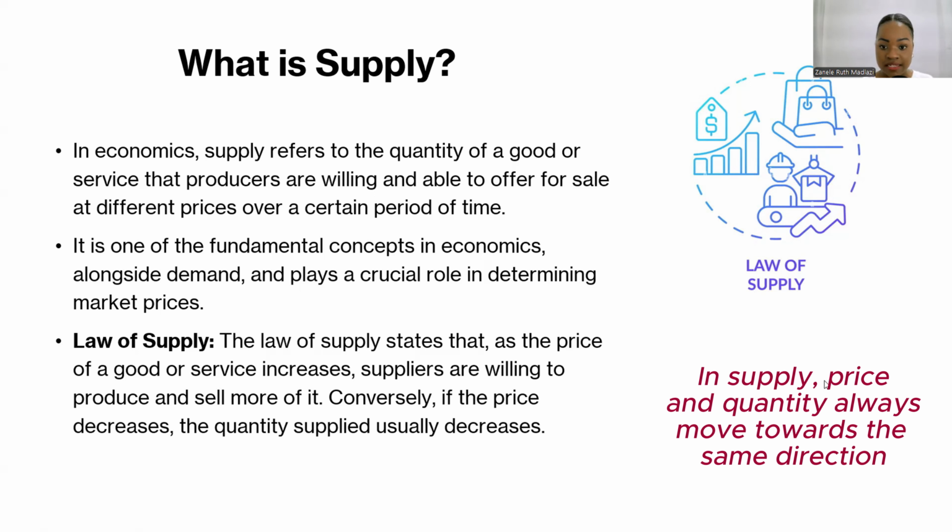The law of supply states that as the price of a good or service increases, suppliers are willing to produce and sell more of it. Conversely, if the price decreases, the quantity supplied usually decreases. So we can see that consumers have a different behavior towards price when compared to producers, as we can see in the law of supply.